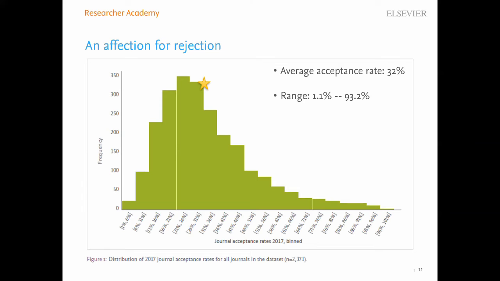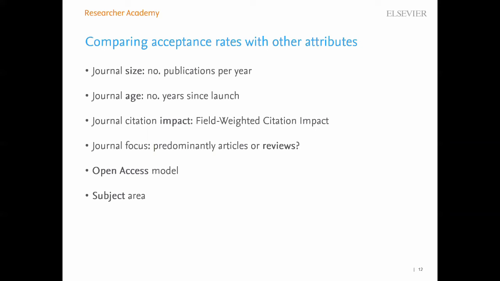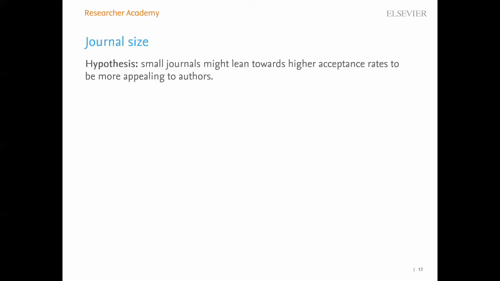To determine what acceptance rates signify, we took the approach of comparing acceptance rates with the range of other indicators and attributes of the journals to see what correlated with high or low acceptance rates. Firstly, journal size. We hypothesized that although journals vary in size, they may be in competition for the same authors and manuscripts. If a small journal feels at risk of being outpaced by a large journal, then it may lean towards a higher acceptance rate to help make itself more appealing to authors.